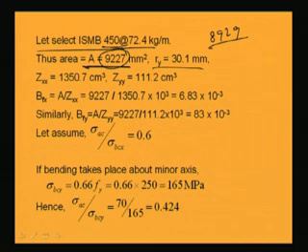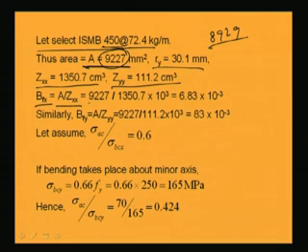So, RY will become 30.1 millimeter for ISMB 450 from the SP6 handbook, and in the handbook other properties are given like ZXX 1350.7 centimeter cube, ZYY is given 111.2 centimeter cube. Therefore, BFX, the bending factor, will be A by ZXX.